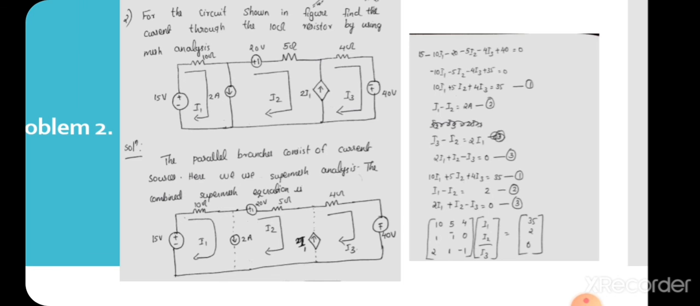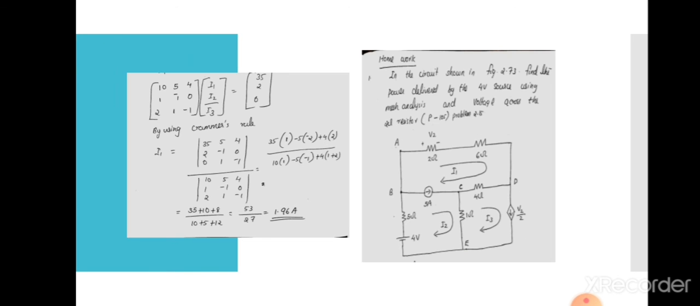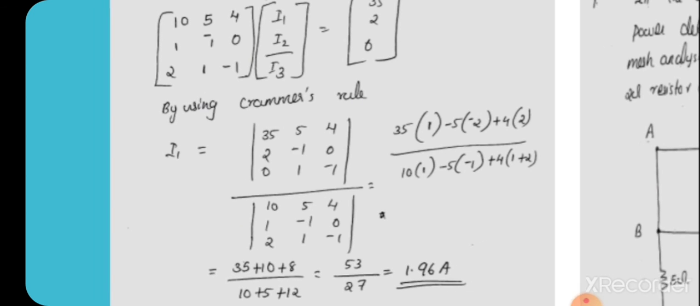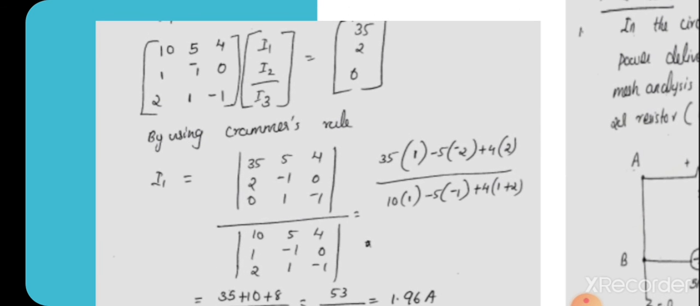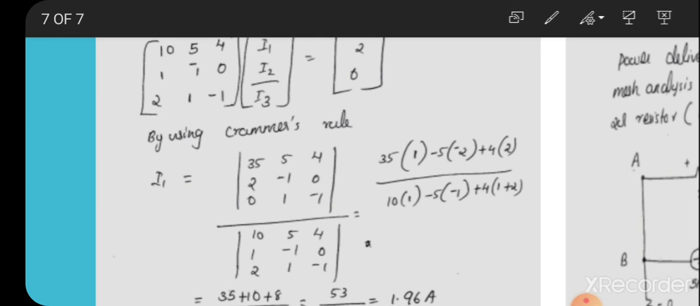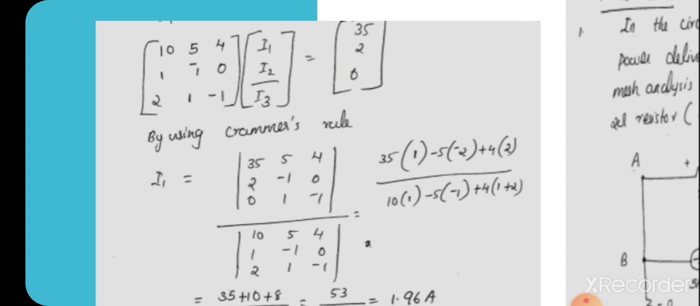So this is the matrix form, and we can use Cramer's rule. By Cramer's rule we can write I1 equal to, how can we get I1? For getting I1 we are replacing the first column of the coefficient matrix by the values 35, 2, 0. So we can write I1 will be equal to the determinant of 35, 2, 0, 5 minus 1, 1, 4, 0 minus 1, divided by the determinant of the coefficient matrix. What is the determinant of the coefficient matrix? That is 10, 1, 2, 5 minus 1, 1, 4, 0 minus 1.